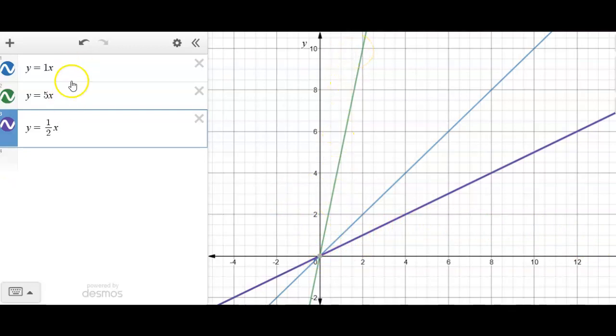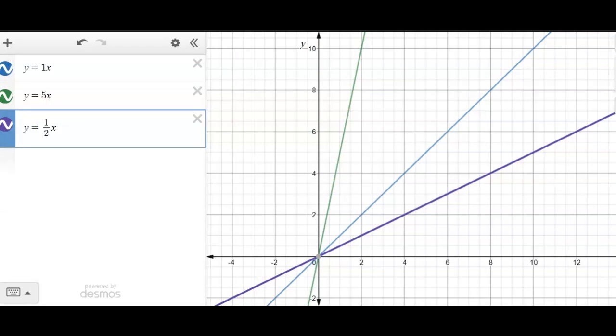In my next videos, I will show you how we apply the slope of the lines to finding the equation of the lines and how to graph them in various forms. I'm going to show you the point slope form, as well as the slope intercept form, as well as the standard form of lines.